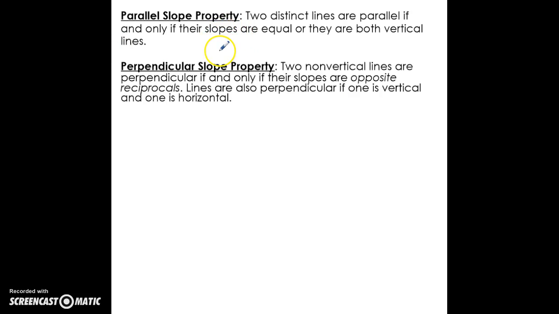Alright, now we have 2 properties related to slope. If the lines are parallel, their slopes are equal. If the lines are perpendicular, their slopes have to be opposite reciprocals. Opposite reciprocals would be when you have the opposite sign, so one is positive, one is negative, and then a reciprocal is when you take that rise over run, and it would look flipped.